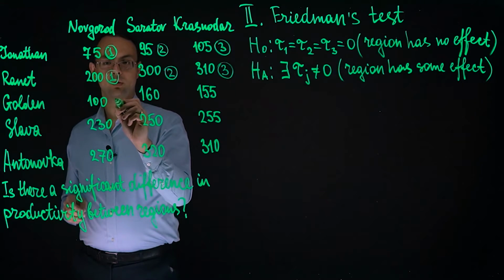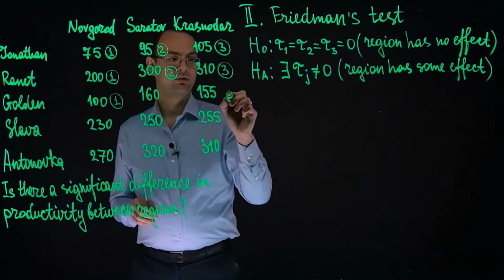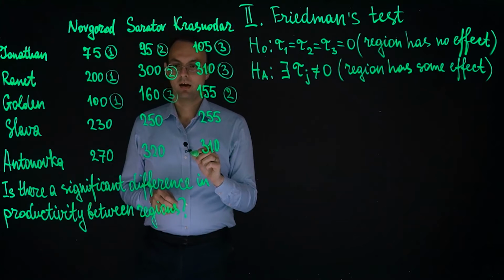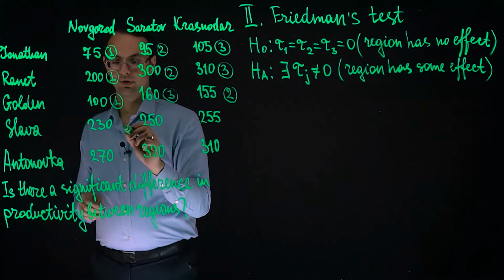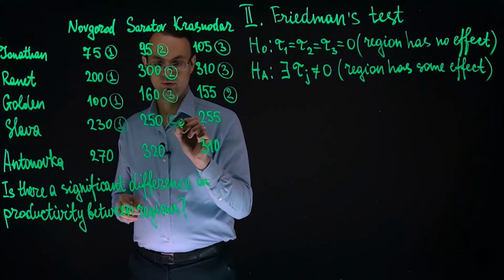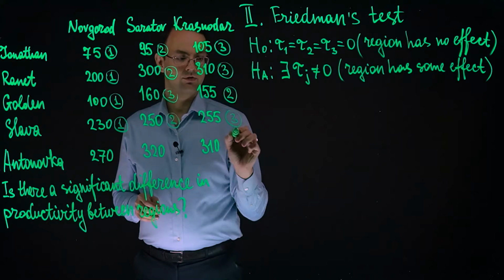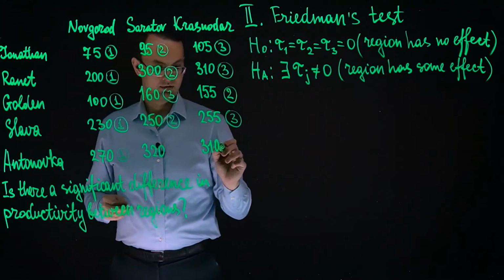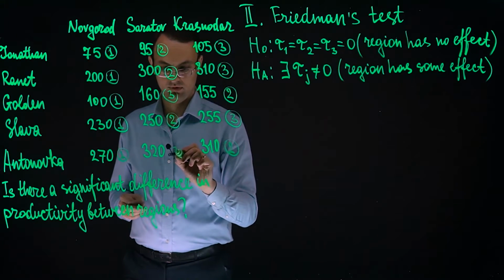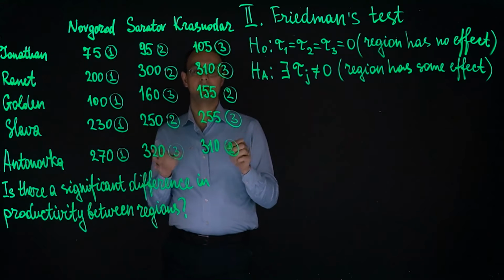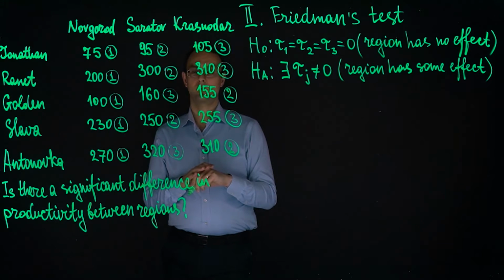Third row, 1, 2, 3. The fourth row, 1, 2, 3. And the last row, 1, 2, 3. So observations are ranked within the rows, if we are going to test a hypothesis on the B factor.